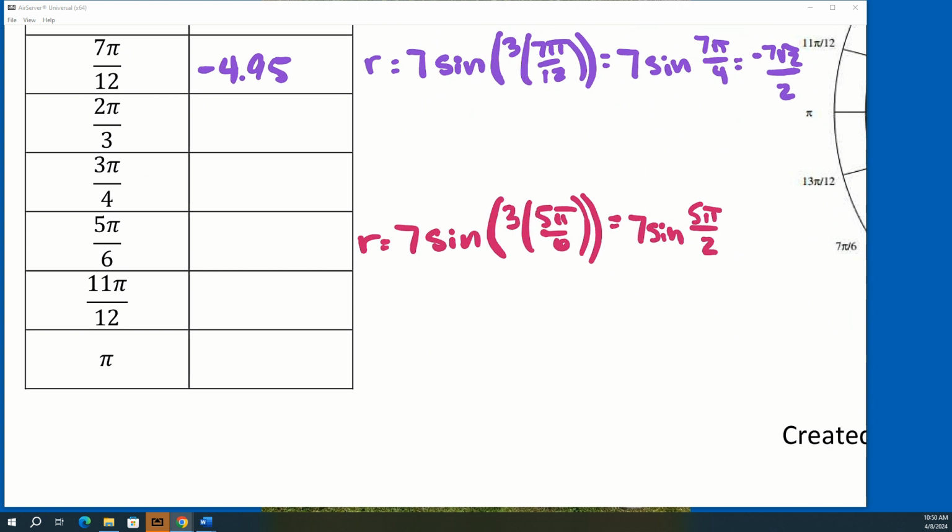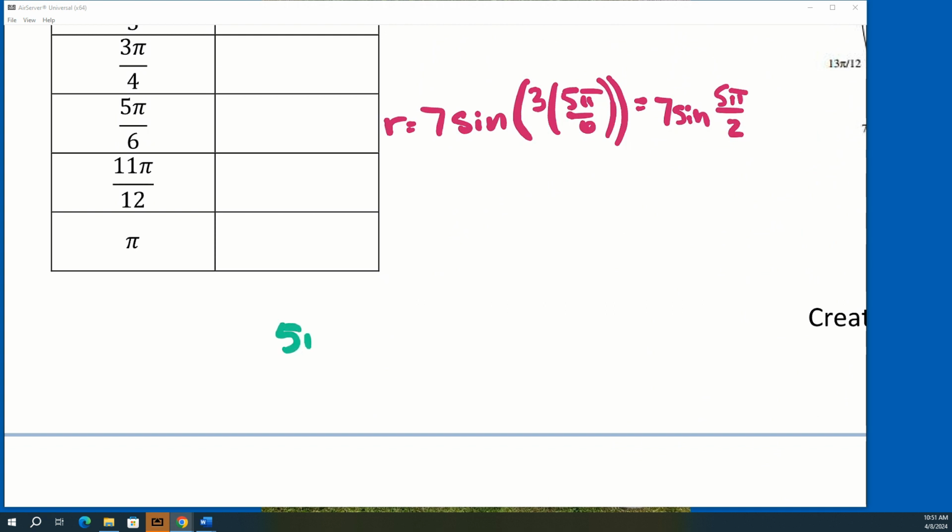So do you guys remember? It's been a while. Do you remember what you do to find coterminal angles? You're just going to subtract 2 pi from it. So I'm going to go down into another area. So we would do 5 pi over 2 minus 2 pi because it's too big to be on our unit circle. So we find its coterminal angle.